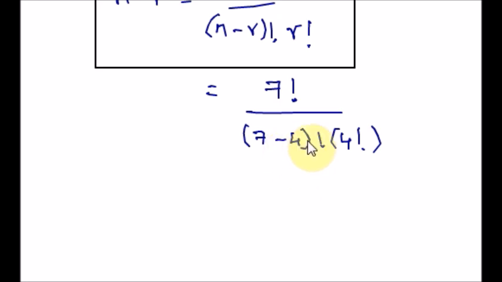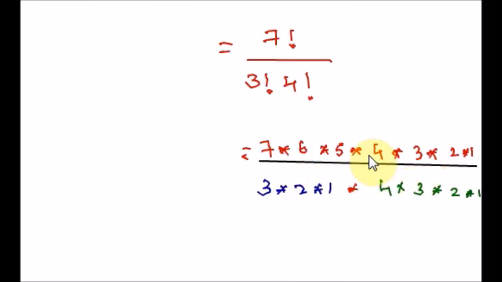So that will save so much time. And here let me show you how to do it manually. 7 factorial means you have to multiply the numbers starting from 1 to 7. 1 times 2 times 3 times 4 and so on. 7 minus 4 is 3 factorial in the denominator. I have just expanded all the factorials. This is for 3 factorial and this is for 4 factorial. On the top I have 7 factorial.